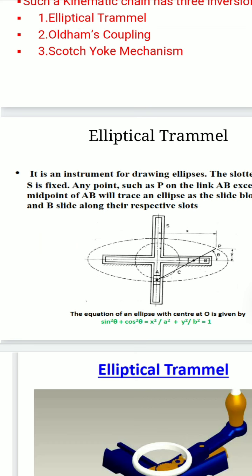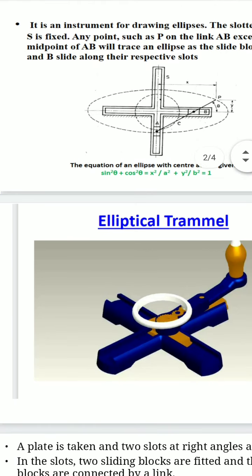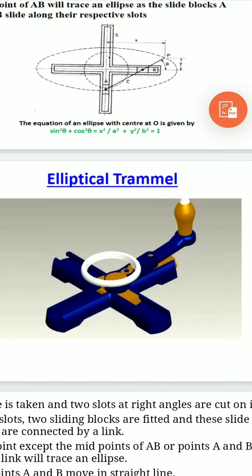Except for the midpoint of AB, at any point, as the blocks A and B slide along their respective slots, the line AB traces an elliptical path. The equation of the ellipse is as written here: sin square theta plus cos square theta is equal to x square by a square plus y square by b square. You can see one figure here, and you can easily understand what exactly the elliptical trammel is.